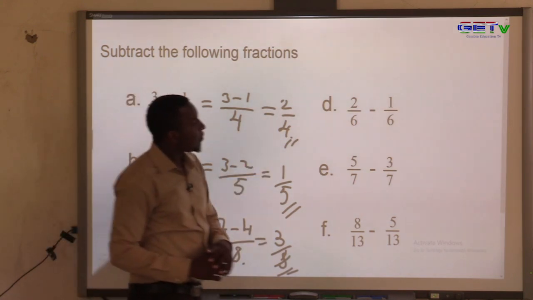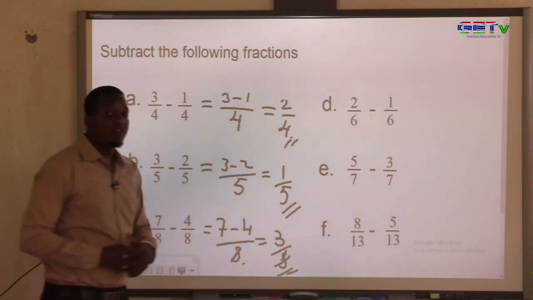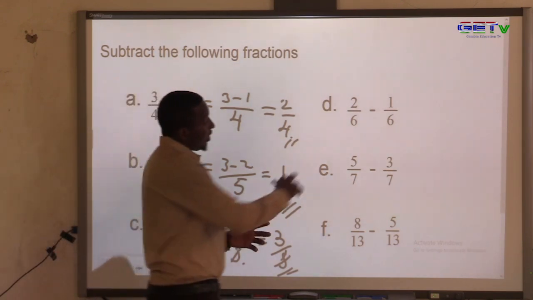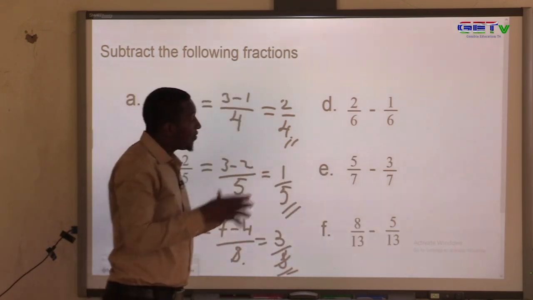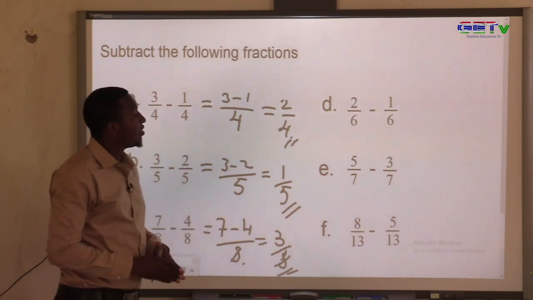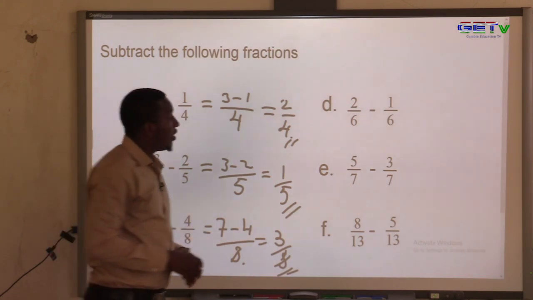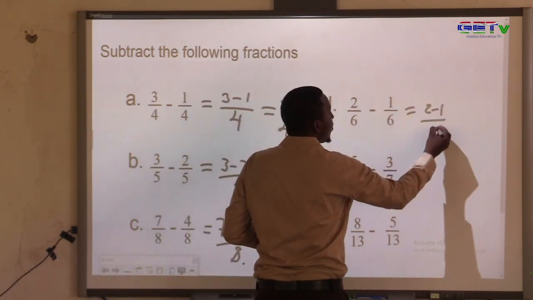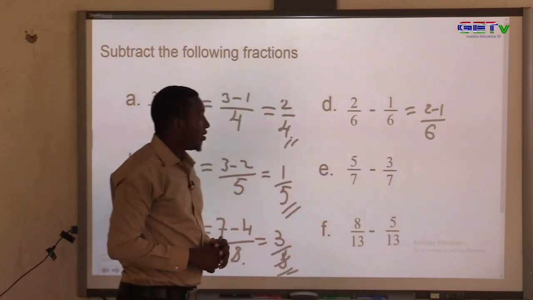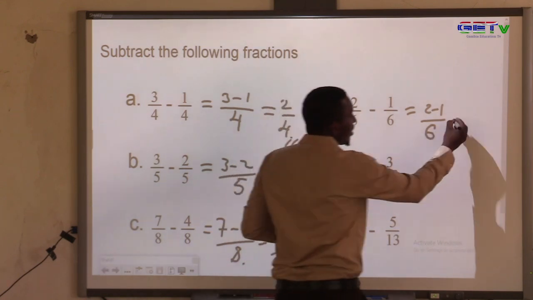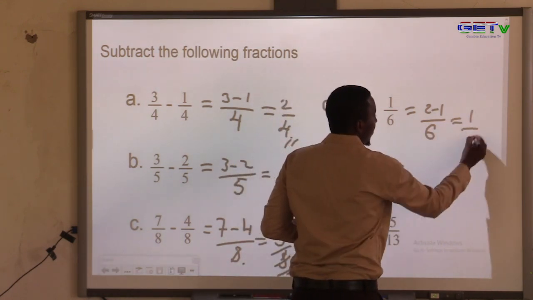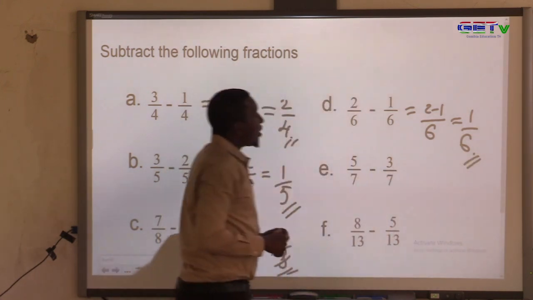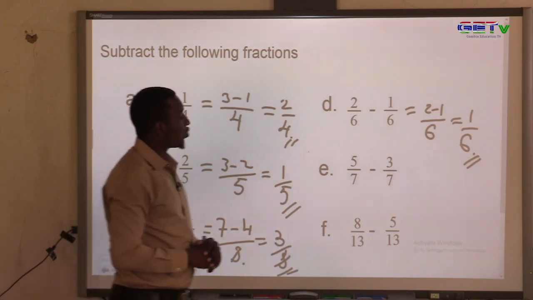Then letter D, we have 2/6, that is 2 all over 6, minus 1/6, that is 1 all over 6. Again, if you observe, the denominators are the same. They both have the same denominator. So the rule is you take the difference of the numerators, that is you subtract the numerators, and further simplify. That is going to give us 2 minus 1 all over 6, and 2 minus 1 is going to give us 1 all over 6. So if we have 2 all over 6 minus 1 all over 6, the answer will give us 1 all over 6.